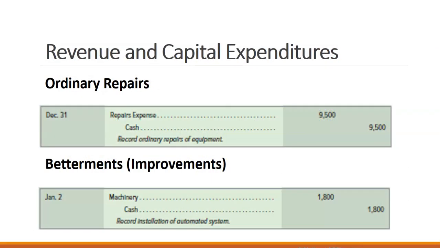The journal entries for those are that an ordinary repair gets recorded as repairs expense, whereas a capital expenditure gets recorded on the piece of equipment.